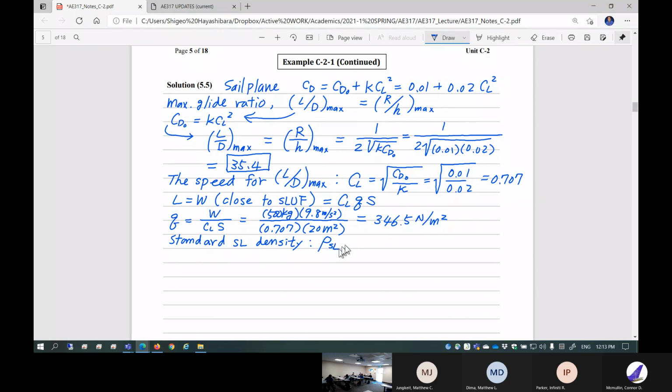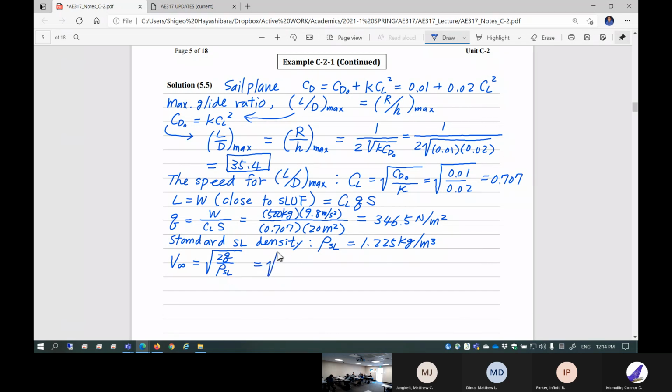Density at sea level is 1.225 kilograms per cubic meter. Therefore, we can determine the airspeed for this maximum glide ratio. This is the square root of 2 times Q over rho sea level.